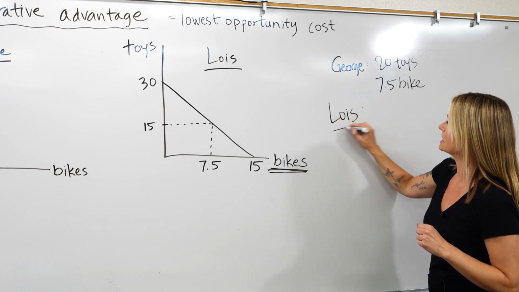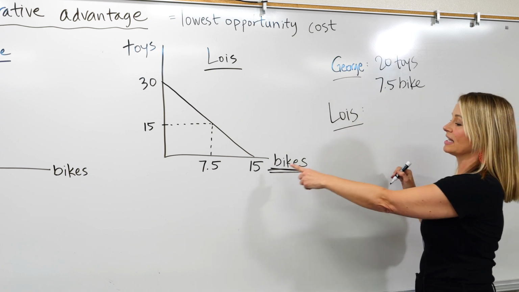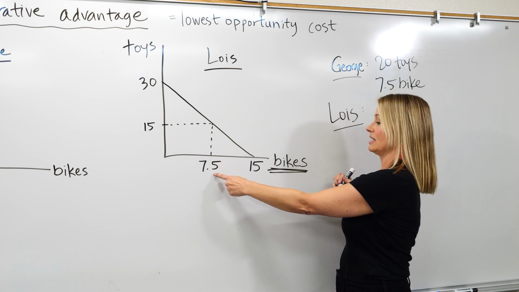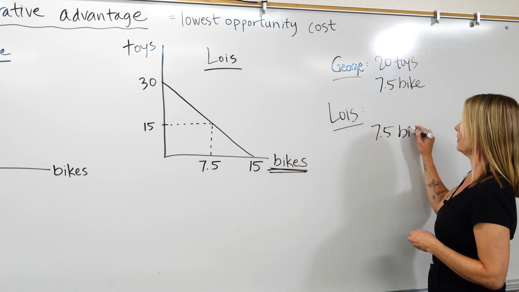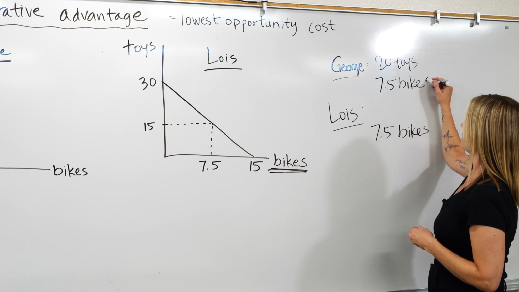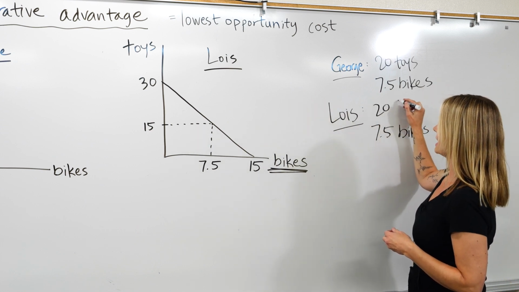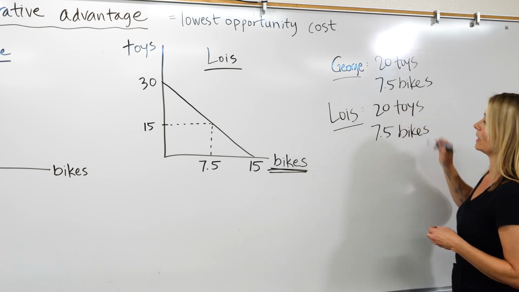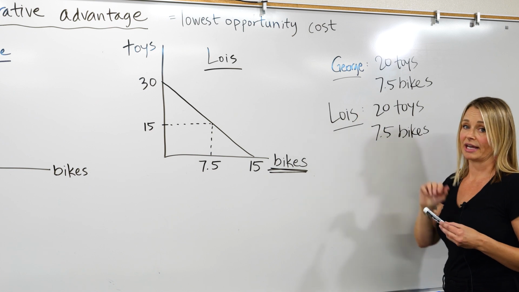And then we'll take a look at Lois. What does she get after all this is said and done? Same thing, right? Because she is giving away half her bikes, half of her 15 bikes. So she will also end up with 7.5 of them. And in exchange, she's getting half of those 40 toys. So she's getting 20 toys as well. So this is where they end up, and we're going to draw that on the diagrams.